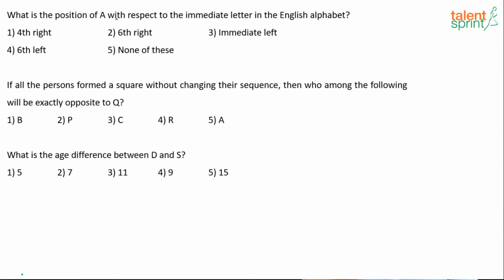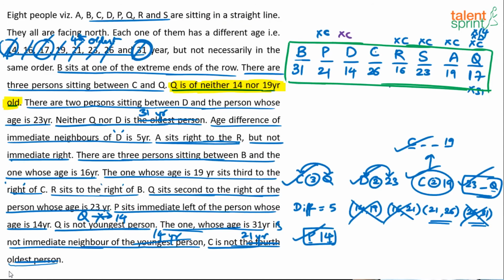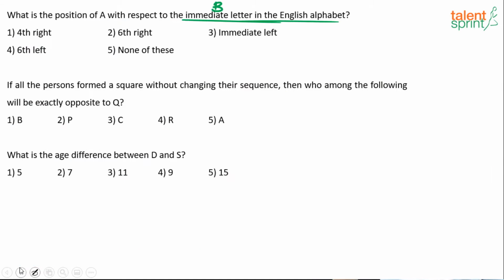The first one: what is the position of A with respect to the immediate letter in the English alphabet? The immediate letter in the English alphabet after A is B. So basically the question is, what is the position of A with respect to B? Go back to the arrangement. See, with respect to B, A is on first, second, third, fourth, fifth, sixth right. So A is sixth right. Yes, option 2.